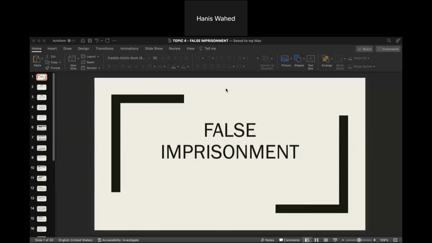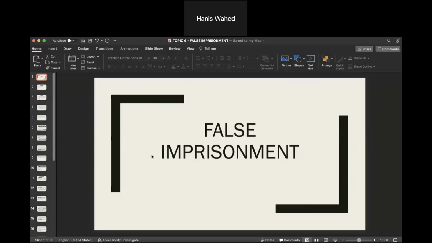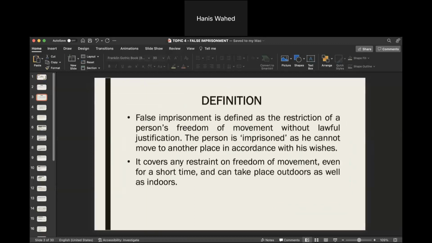Okay, first, as you can see from the slide, false imprisonment is defined as the restriction of a person's freedom of movement without lawful justification. The person is imprisoned as he cannot move to another place in accordance with his wishes. It covers any restraint on freedom of movement, even for a short time, and can take place outdoors as well as indoors.